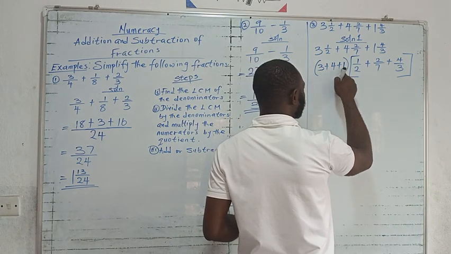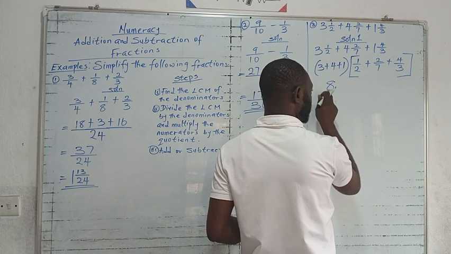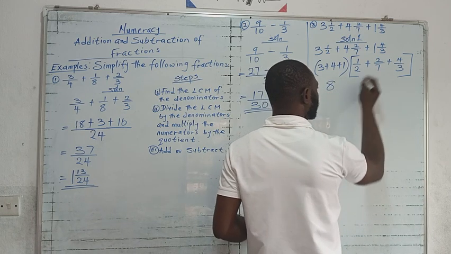3 plus 4 plus 1, 8. So it is still whole number, 8 whole number. What do we do here?